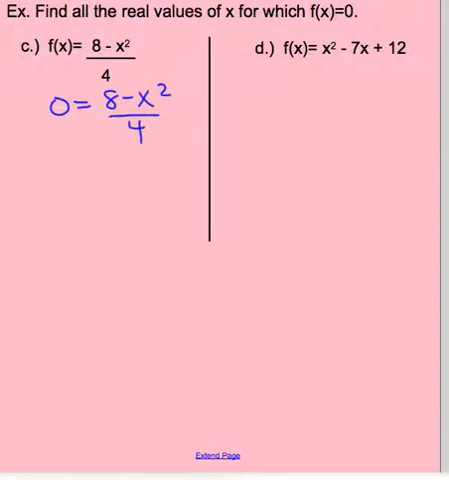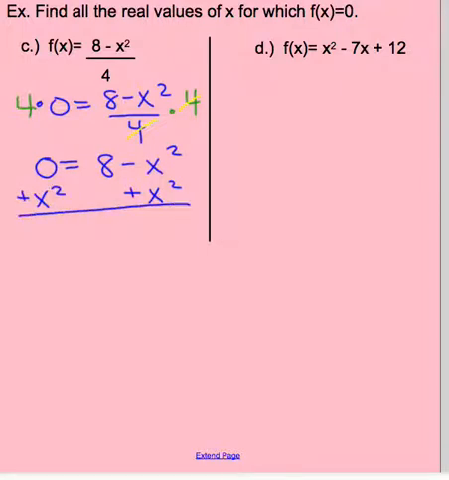So the first thing let's do is we're going to multiply both sides by 4. And what that does is it gets rid of this 4 and that 4 from the left-hand side. Well, 4 times 0 is 0, and then the right-hand side is 8 minus x squared. Now we're going to go ahead and undo the x squared from the right-hand side, so we're going to add x squared to both sides. So we're left with x squared equals 8.